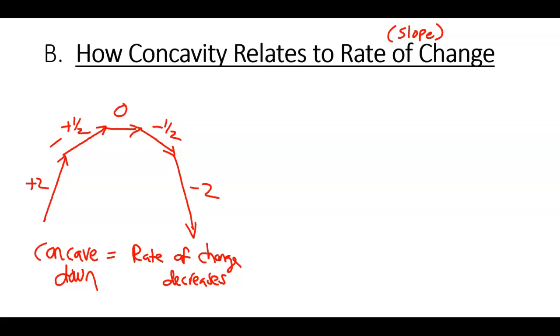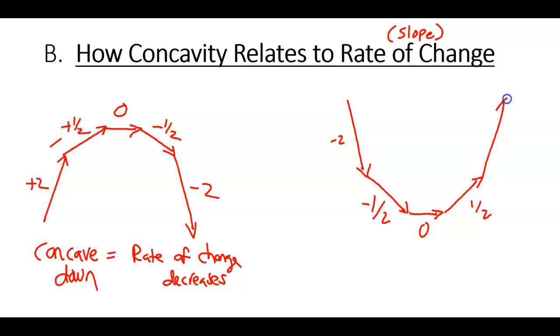So let's say I start off with a really negative slope, and then a slightly less negative slope. It's a little bit flatter. And then 0. And then a little bit positive. And then a lot positive. Now my slopes are increasing. And notice the curve that makes. That makes a concave up. So concave up means that the rate of change, the slopes, is increasing.